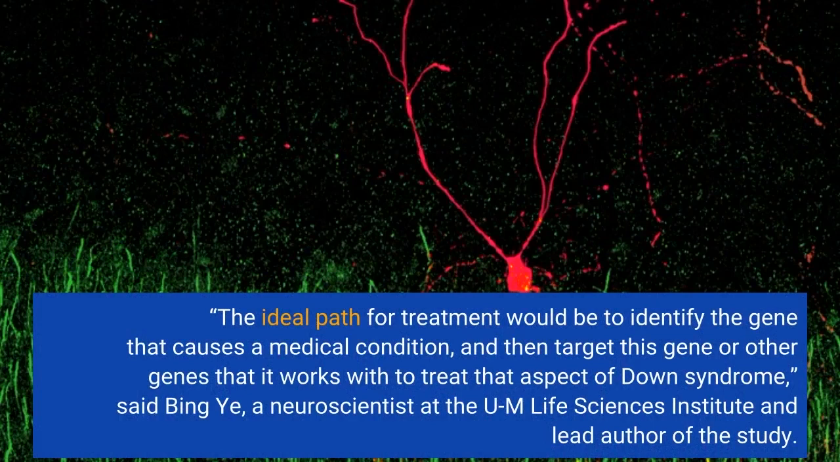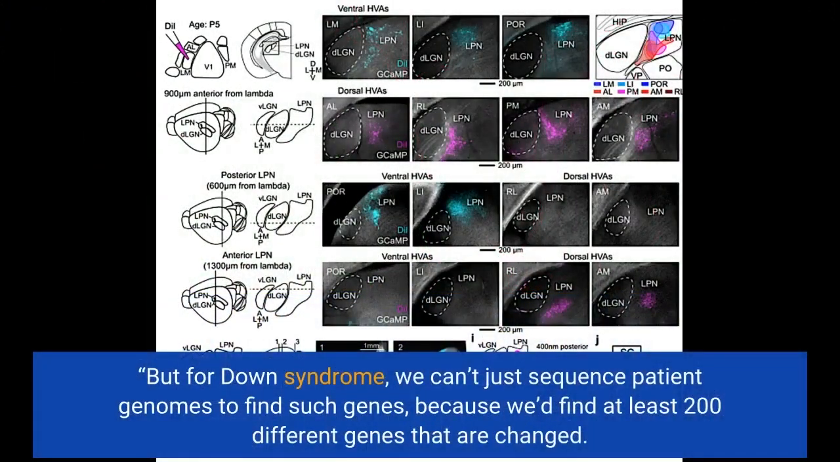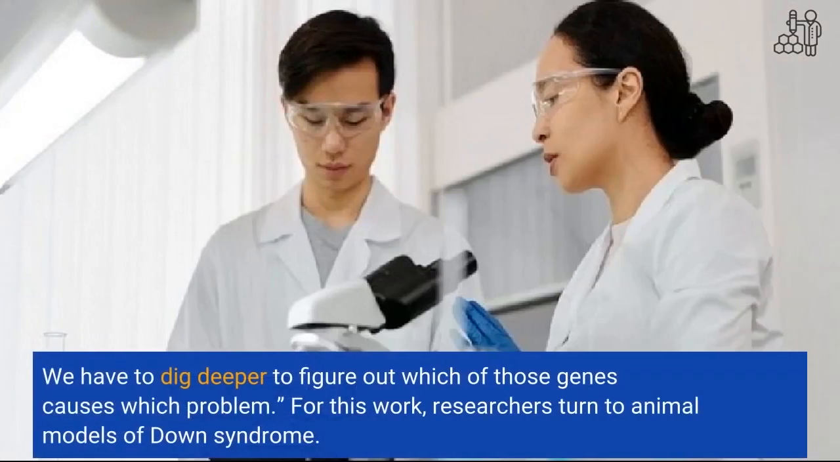The ideal path for treatment would be to identify the gene that causes a medical condition, and then target this gene or other genes that it works with to treat that aspect of Down syndrome, said Bing Yi, a neuroscientist at the Life Sciences Institute and lead author of the study. But for Down syndrome, we can't just sequence patient genomes to find such genes, because we'd find at least 200 different genes that are changed. We have to dig deeper to figure out which of those genes causes which problem.